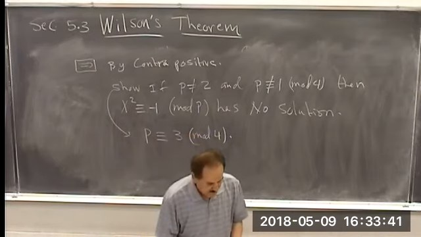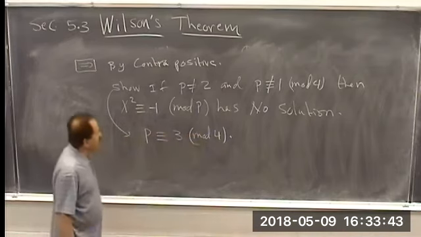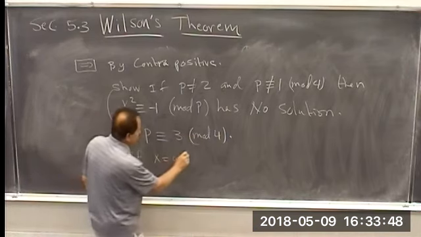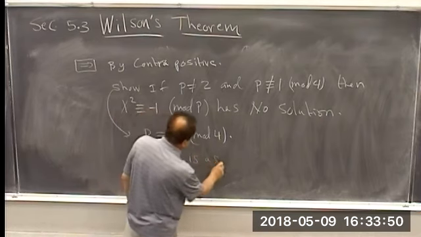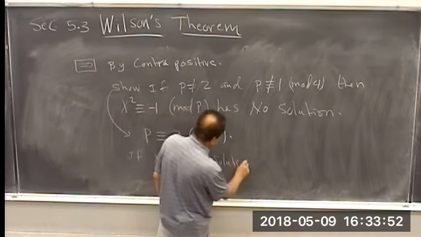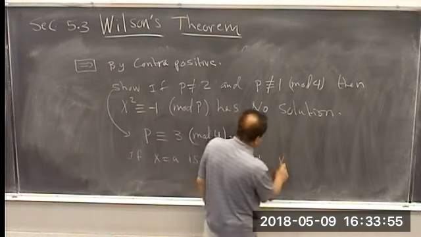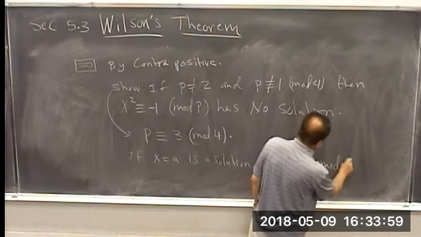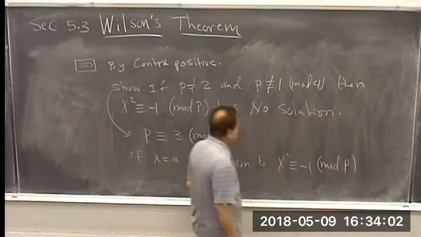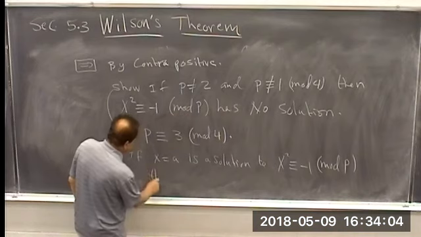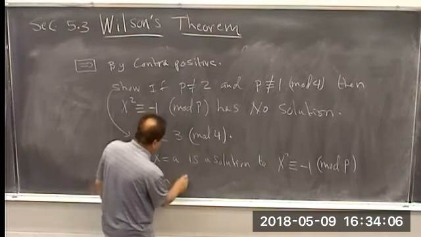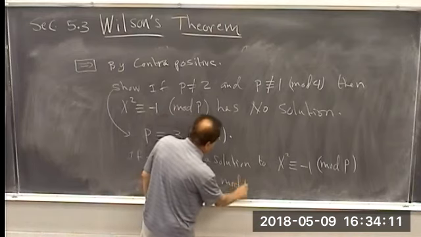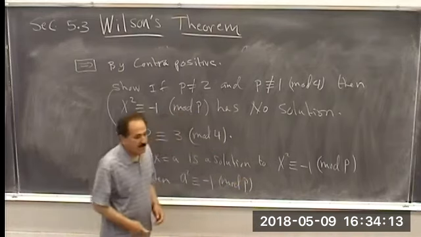All right, now let's assume that x equal a is a solution to x squared congruent to -1 mod P, then of course it satisfies this: a squared is congruent to -1 mod P. All right.